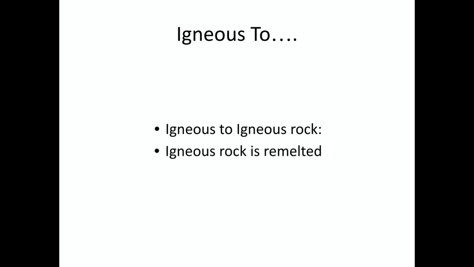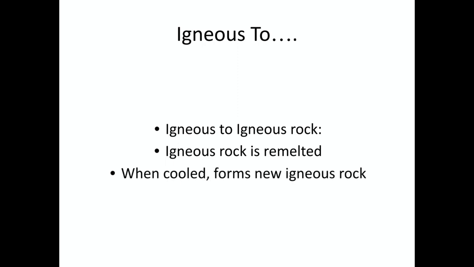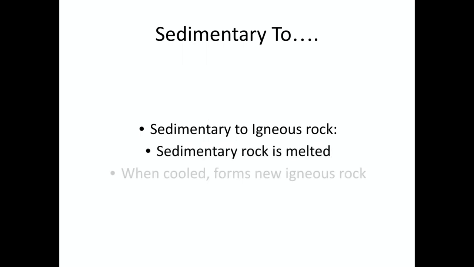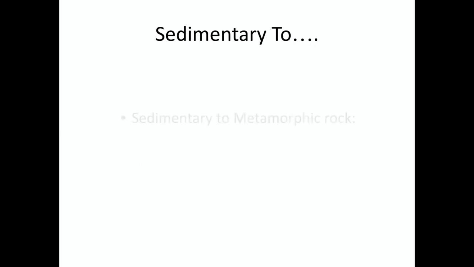Igneous rock can also become brand new and different igneous rock. The only way to make igneous rock is for lava or magma to solidify. So for igneous rock to become new and different igneous rock, the very first thing that has to happen is melting. So old igneous rock has to be remelted, and then once it cools and solidifies, it can form new igneous rock. All right, sedimentary rock can become any one of the other three kinds of rock. So the only way to get igneous rock is for sedimentary rock to become molten, and then when it solidifies, it can form new igneous rock.